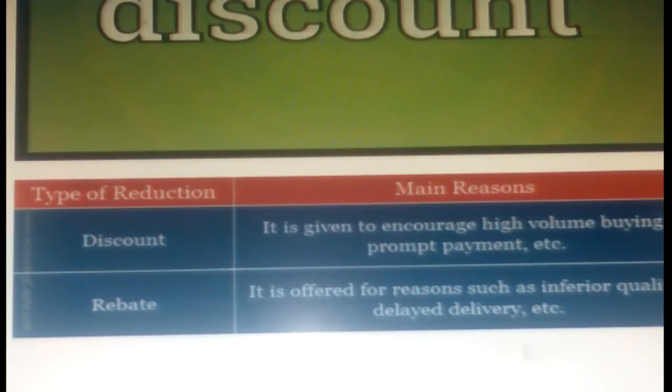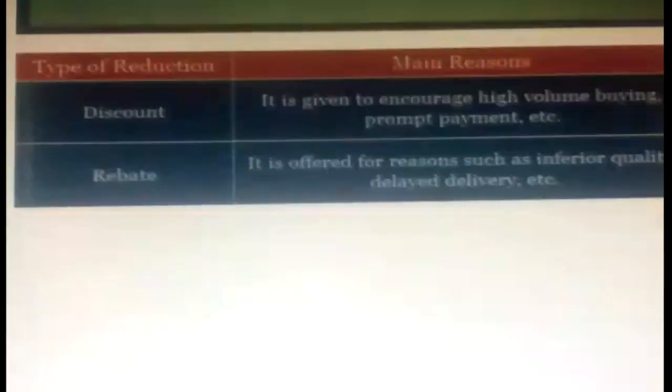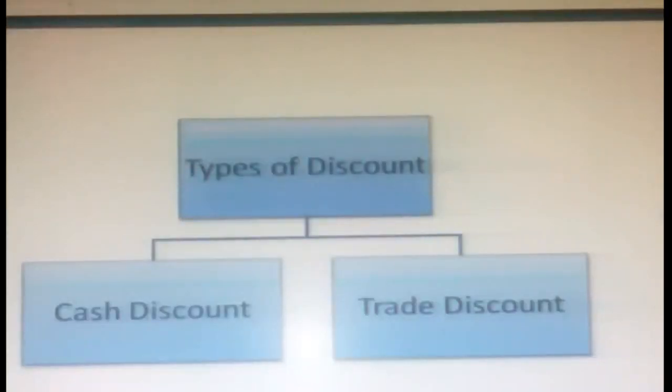So rebate means that for any fault in goods, they will reduce the price and give it to you, correct? That's what is called a rebate. Discount here is to encourage high volume buying. If you give a discount, generally it moves customers toward more purchases, correct? So the type of discount is very, very important. It may be a cash discount or a trade discount.